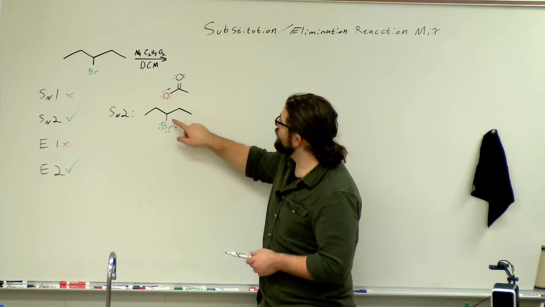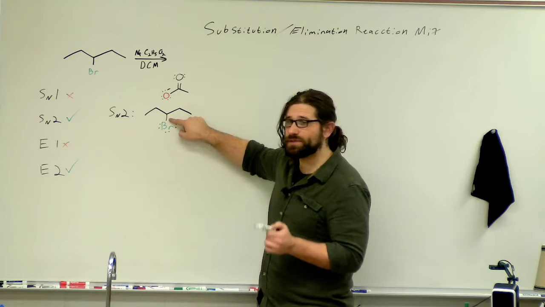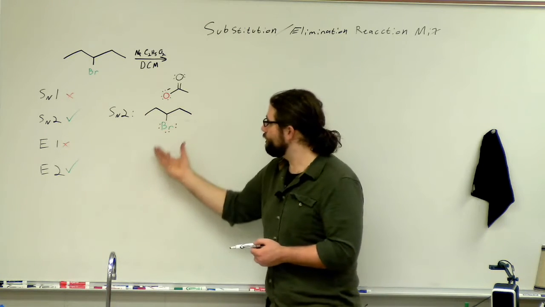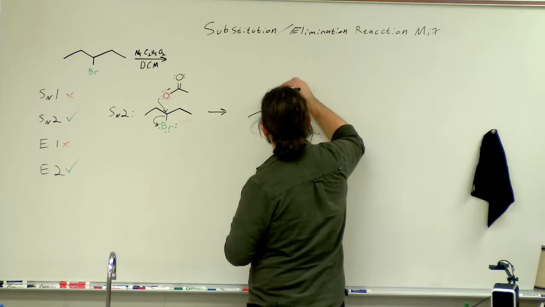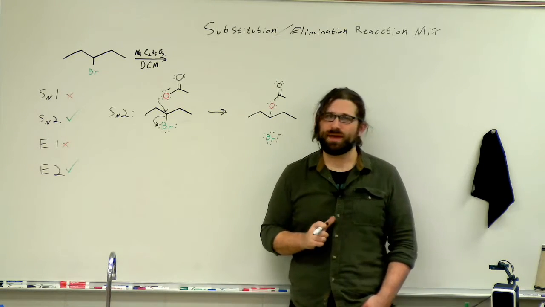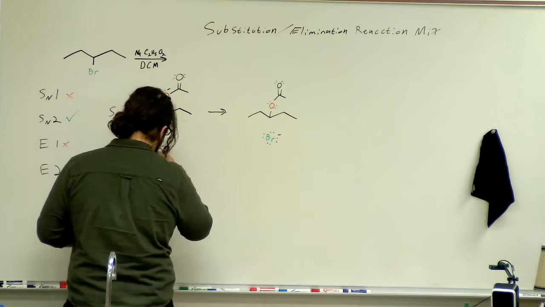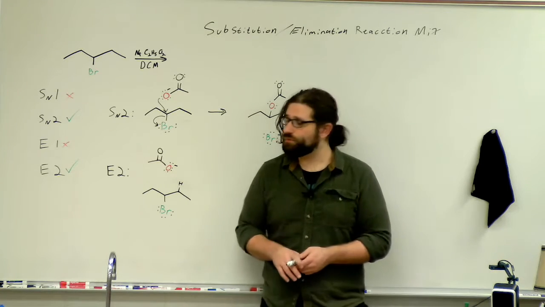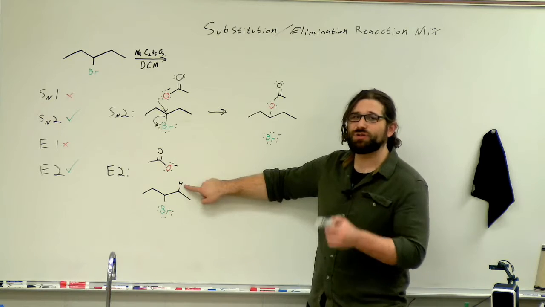My acetate is going to be attacking the carbon that is attached to the bromine. That carbon is going to give up its bond with that bromine, and that bromine is going to be a bromide anion floating away. Next, I can write out my E2 mechanism. In my E2 mechanism, the first thing that's going to happen is the acetate is going to attack the hydrogen.